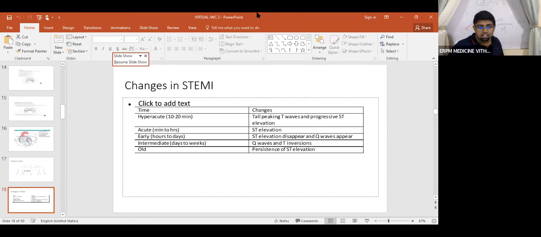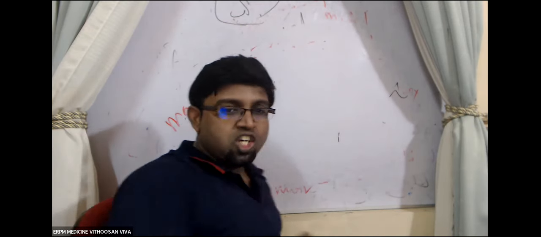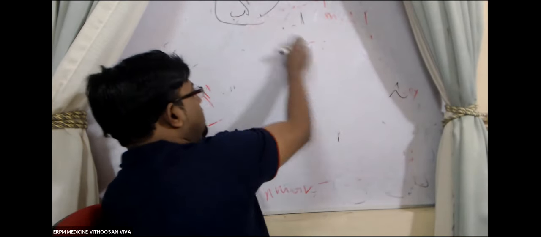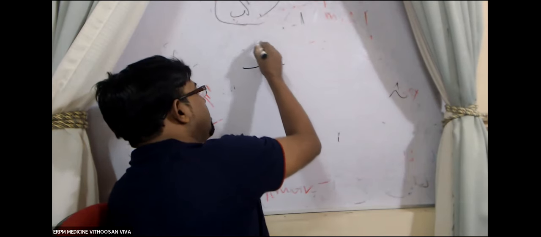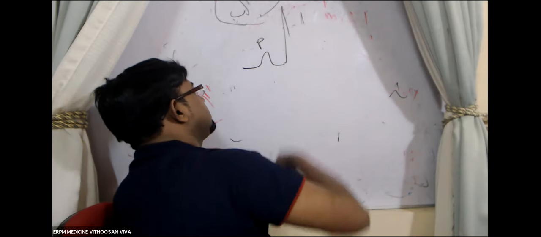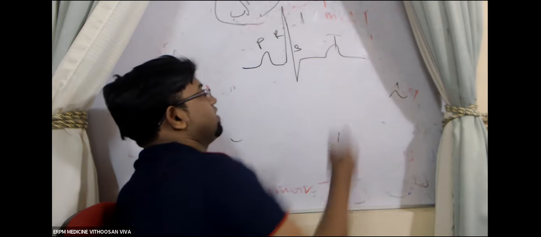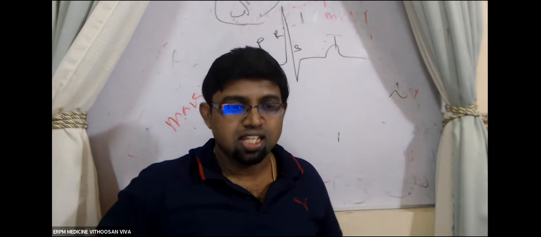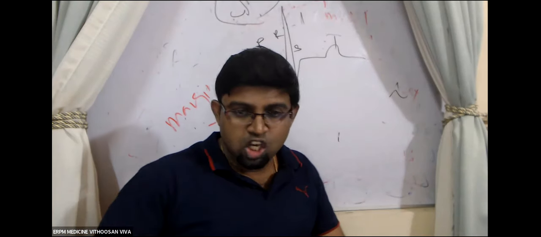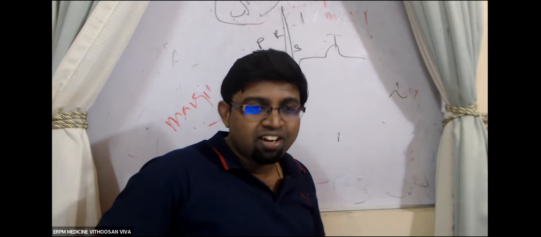Listen here. Now, say there is a patient in front of you. This is a normal patient's ECG. This is the P wave, this is the R wave, this is the S wave, this is your T wave. This is his ECG. He is perfectly well, sitting in front of you. He has come for some other problem.